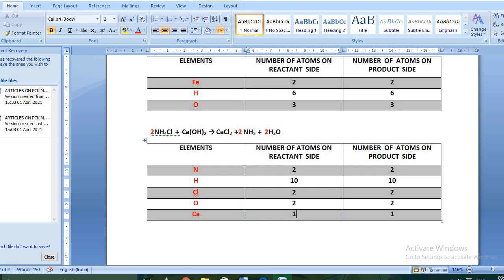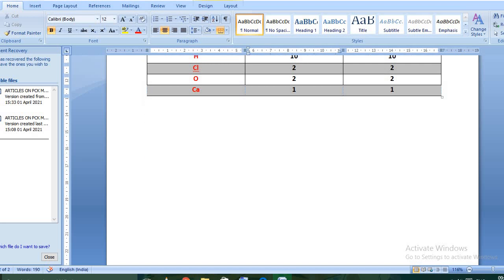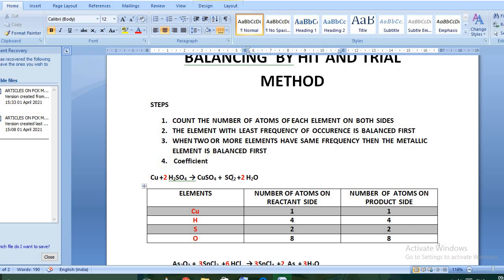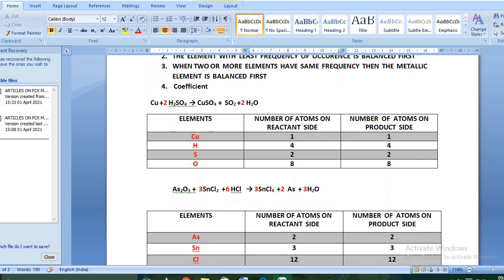Your homework is, first of all, to copy down this one, and then to complete question number 5 of exercise 1B on the same basis. But you don't have to make a table like the tables which I have made here, just to help you understand. So without making the table, just by adding numbers as coefficients, equalize the atoms of different elements on both sides. I hope you must have understood it.